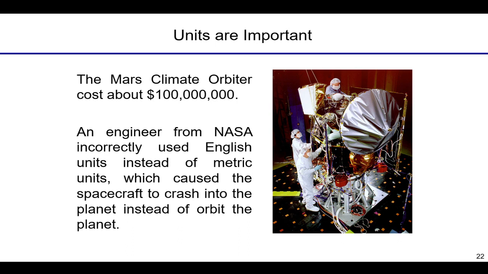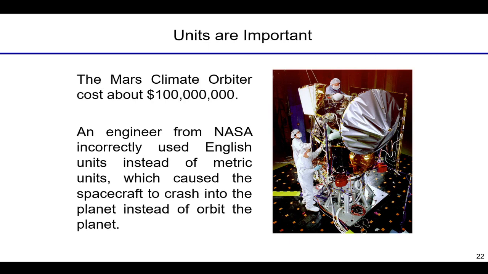And the best example of this, as sad as it is, is the Mars Climate Orbiter, which cost about $100 million to the United States government and NASA. And the story goes that an engineer from NASA incorrectly used English units instead of metric ones, causing the spacecraft to crash into Mars instead of orbiting the planet. And so that's $100 million right down the drain.